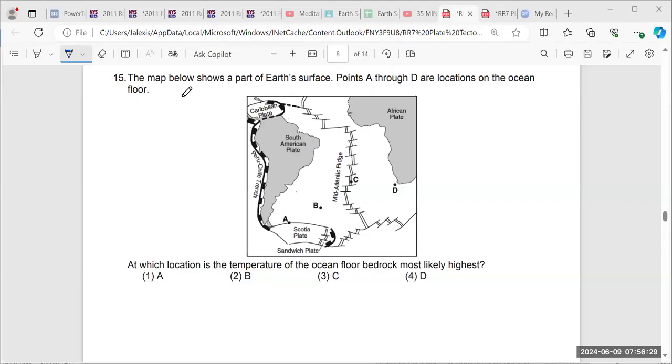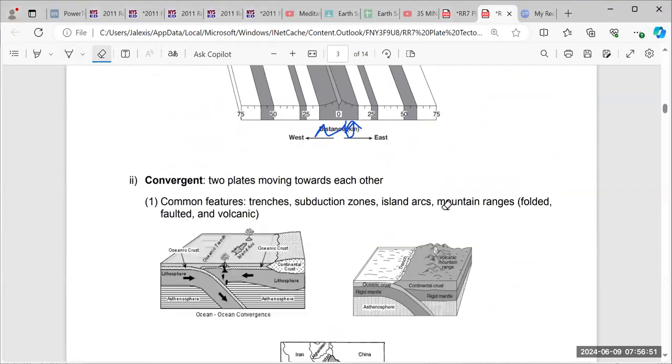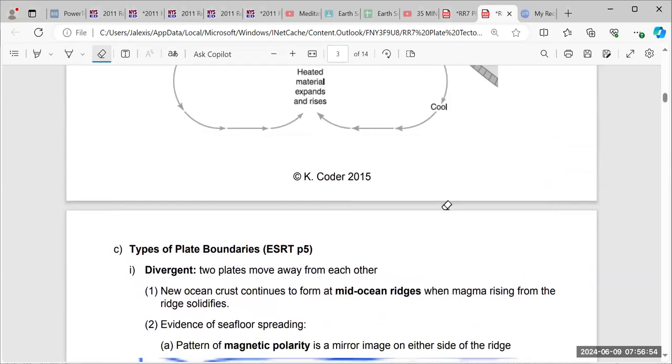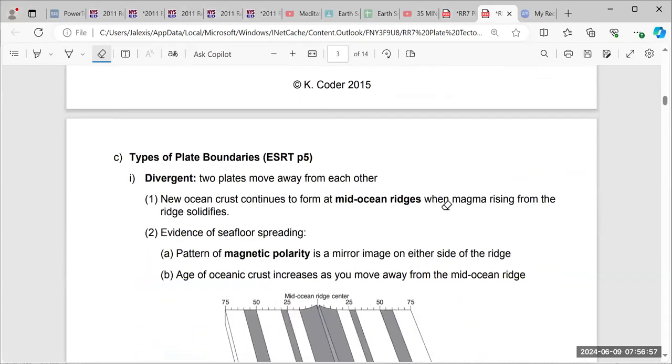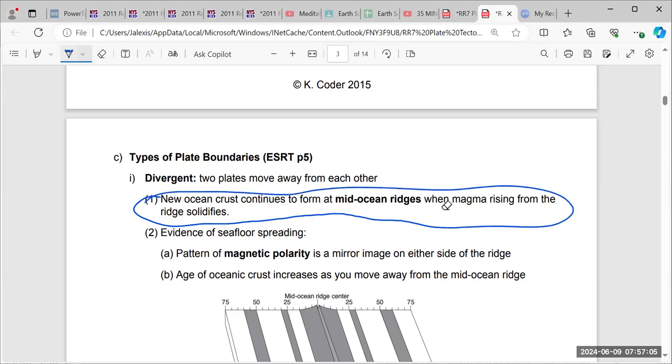All right, 15 says the map below shows a part of Earth's surface. Points A through D are locations on the ocean floor. At which location is the temperature of the ocean floor bedrock most likely highest? Well, let's look at fact 27C I1. It says right here, new crust continues to form at mid-ocean ridges when magma rising from the ridge solidifies.